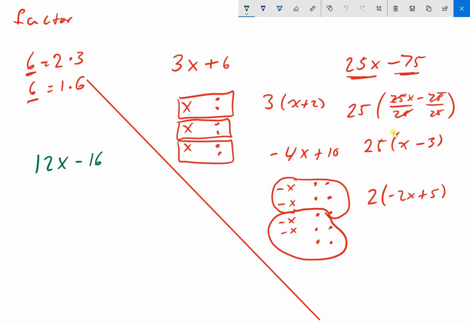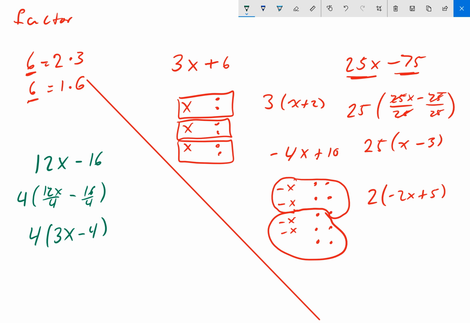So I'm going to go back. And like I said, I now know that 4 is my biggest factor. So what's 12x divided by 4? And what's 16 divided by 4? So I have my 4 out front. And it's going to be 3x minus 4.